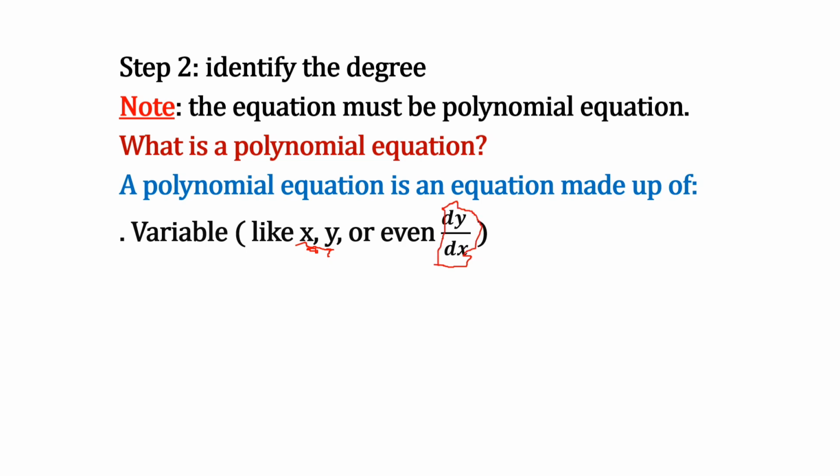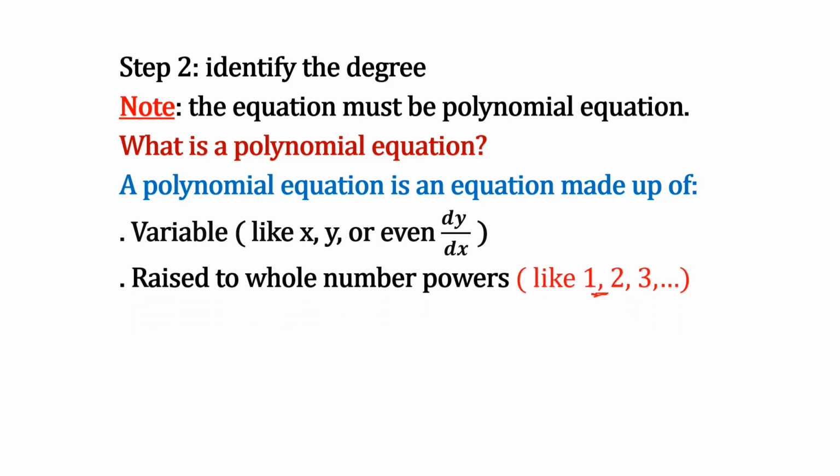So a polynomial equation can be in the form of x, it can be in the form of y, or it can be in the form of a derivative like this. Okay, so take note of that. We are considering it in terms of derivative in this video. Now we said number one, a polynomial equation must be a variable like x, y, or dy/dx.